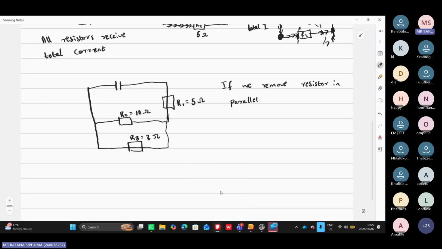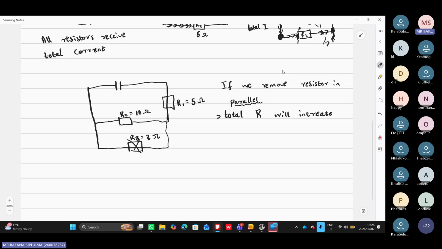So if you remove a resistor in parallel, the total resistance will increase. It sounds weird, but what is going to happen? Okay, we are removing a resistance in parallel. We're actually taking away R3. Our total resistance, the overall resistance, will increase.